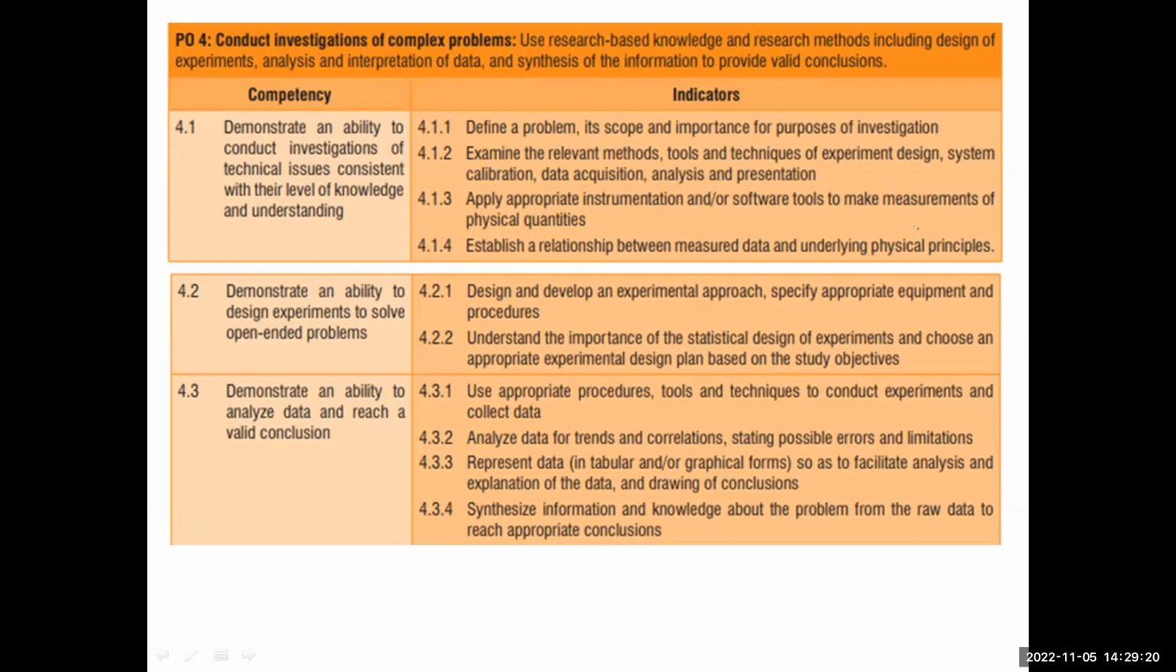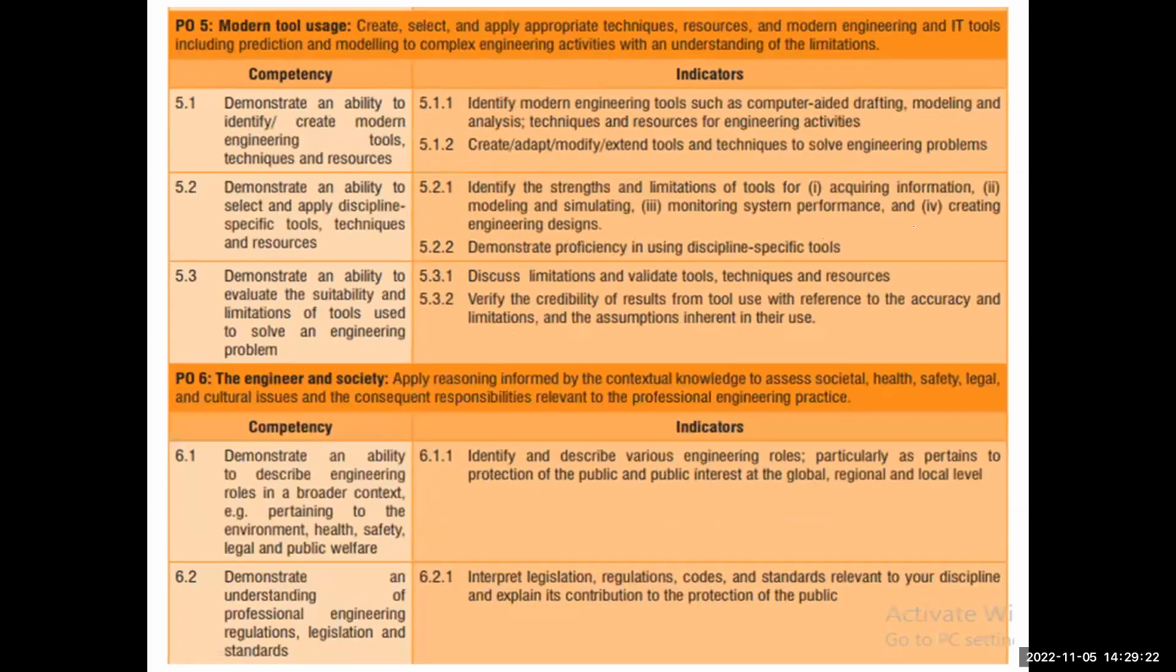So moving to the next one, PO5 again has 3 competencies, and each competency has 2 performance indicators. Similarly, PO6 has 6.1 and 6.2 as competencies, and only 1 performance indicator. So there is no particular set rule that you need to define only 1 PI, or 3 PIs, or 2 PIs. It's all basically your understanding, but PIs need to be mapped with the question paper also. I'll show you how to map with the question paper.